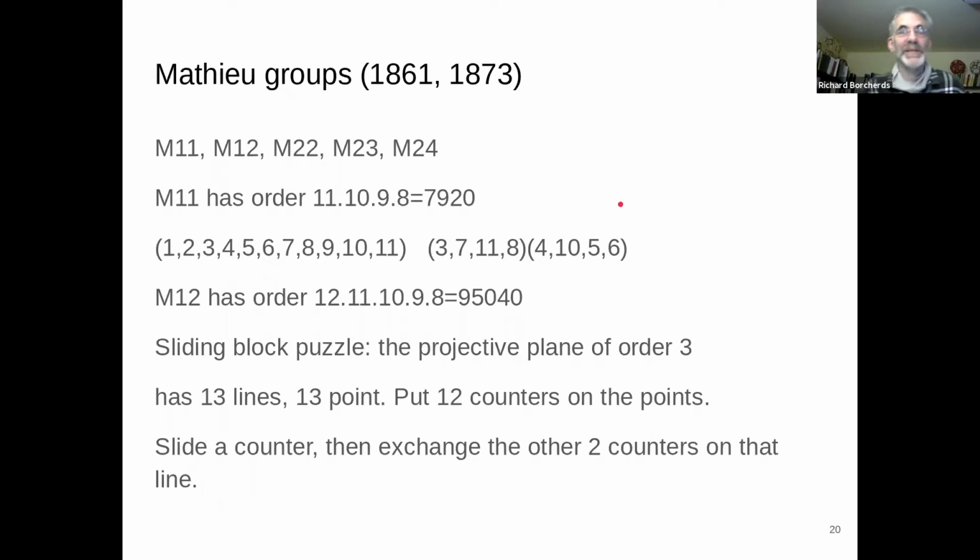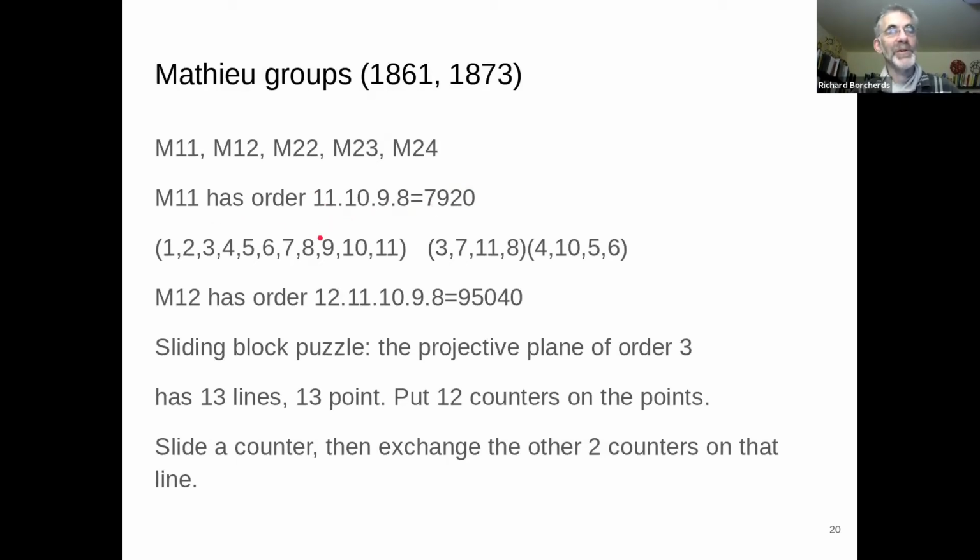The first sporadic groups to be discovered were actually discovered almost a century earlier by this guy Mathieu. These groups are called M11, M12, M22, M23, M24, where the M stands for Mathieu, and the numbers 11, 12, 22, 23, and 24 come because these groups are groups of permutations on 11 or 12 and so on points. So for example, M11 acts as permutations on a set of 11 points and has order 7,920.